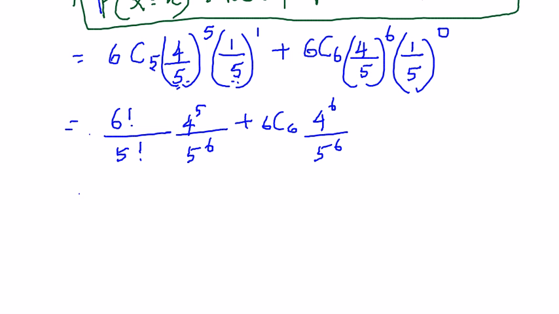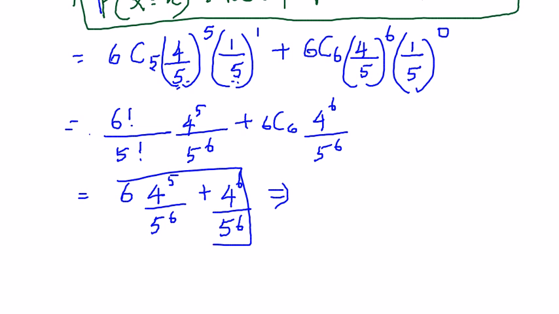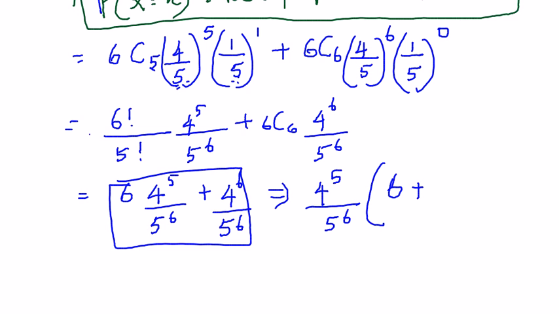So 6 factorial by 5 factorial, you can just write it as 6 because the remaining will get cancelled. 4 power 5 by 5 power 6, and 6C6 is 1. So here you will have 4 power 6 by 5 power 6. So now in this equation, you know what you can take common outside, right? It's going to be 4 power 5 by 5 power 6. If I take it common, I'll have 6 plus a 4 here, right?